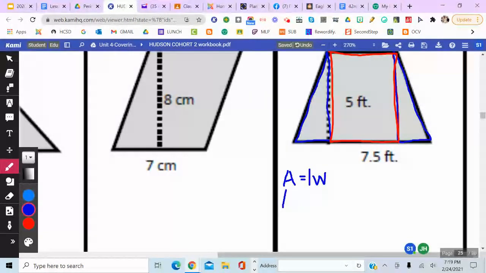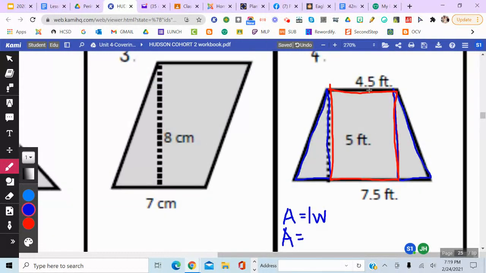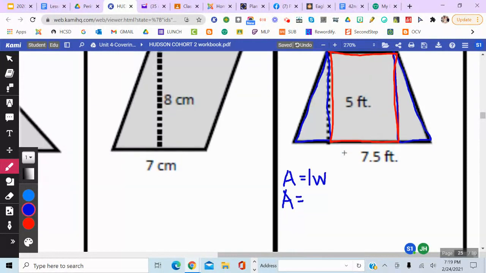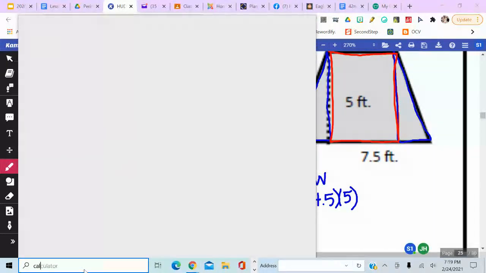All right, so now I'm just going to plug in my length, and my length is 4.5 feet. My height is 5. So I'm going to go ahead and plug those in. And I'm going to solve for the area of that rectangle. And I'm going to pull up my calculator here.